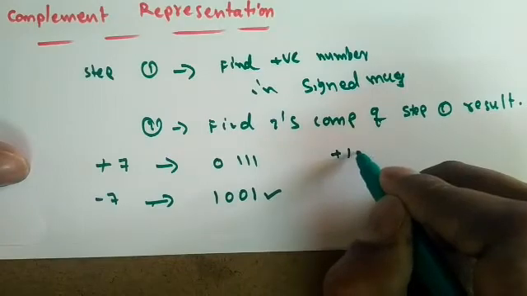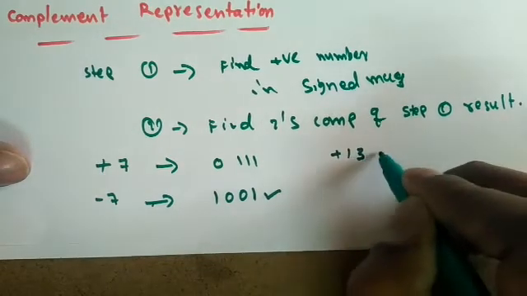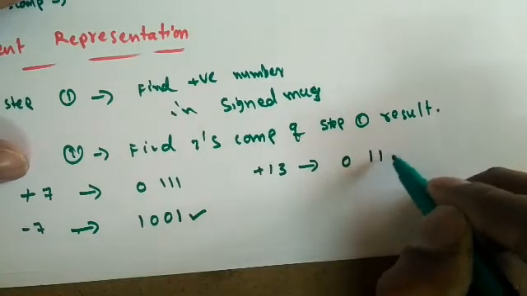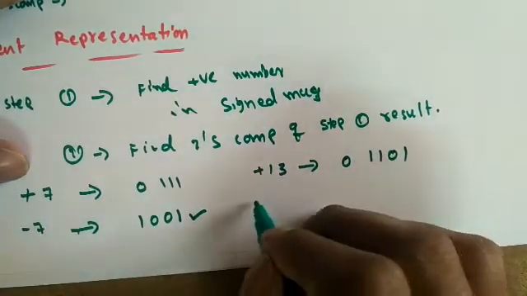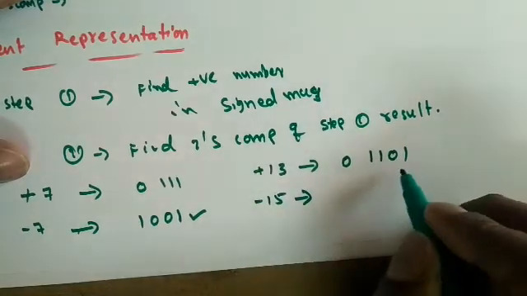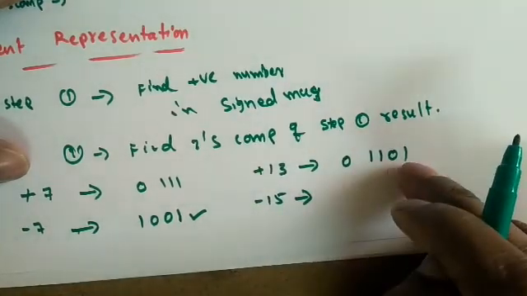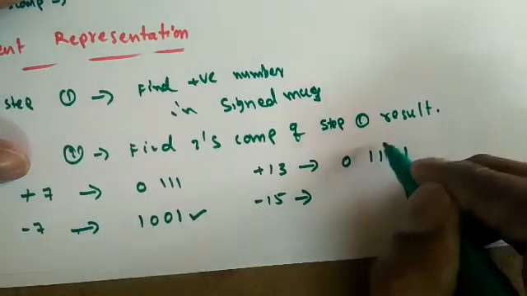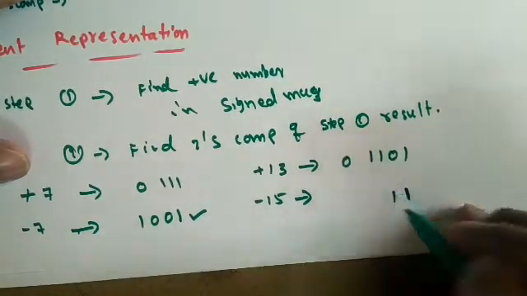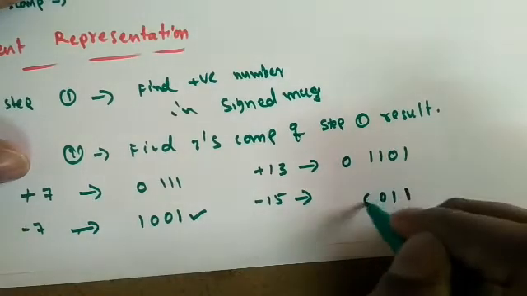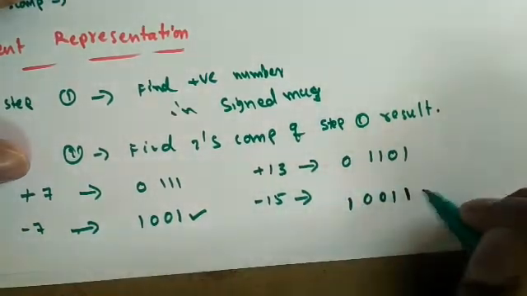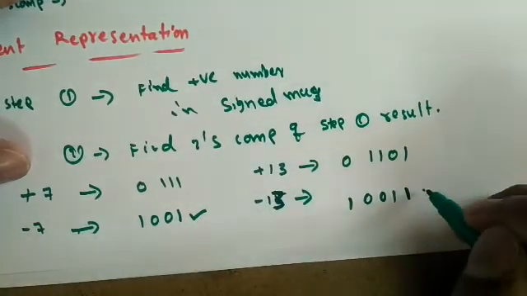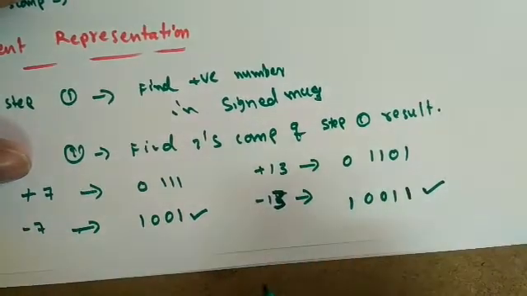Similarly, plus 13. What is plus 13 first? 0 1 1 0 1. If I want to represent minus 13, what we need to do is take the 2's complement of this number. The first non-zero digit from 2: 2 minus 1, 1. Next all are from 1. So 1 minus 0, 1. 1 minus 1, 0. 1 minus 1, 0. 1 minus 0, 1. So this is minus 13: 1 0 0 1 1. So this is the representation of minus 13.